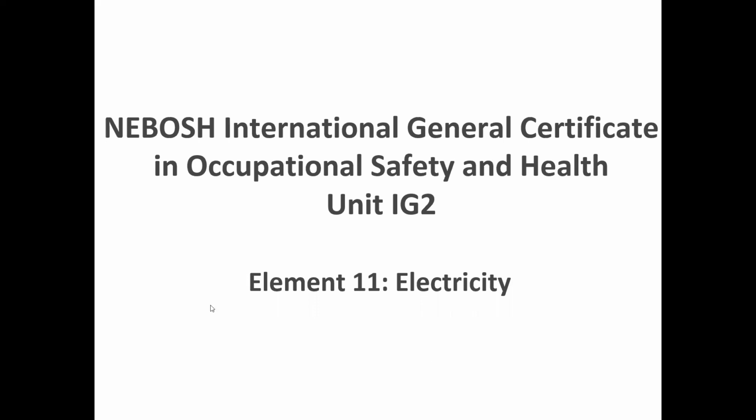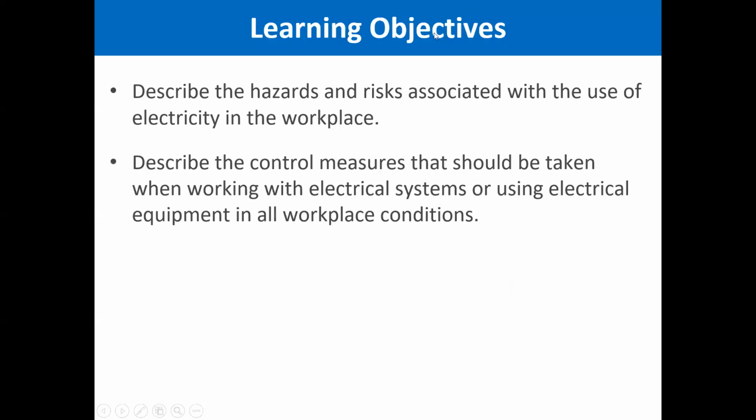So, our next element, and the last element of IG2 and the entire NEBOSH syllabus, is element number 11, electricity. Basically, in this element, we're going to describe the hazards and risks associated with the use of electricity in the workplace. And we're also going to describe the control measures that should be taken when working with electrical systems or using electrical equipment in all workplace conditions.